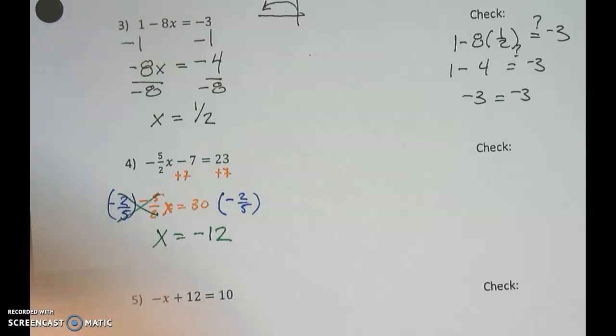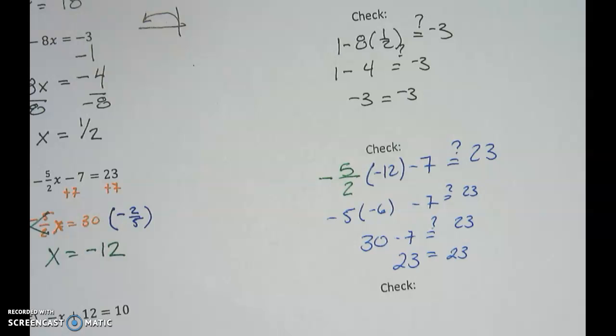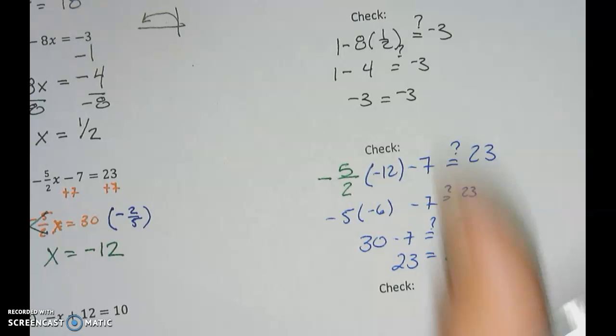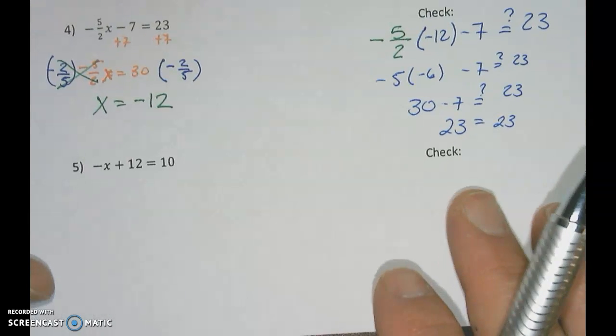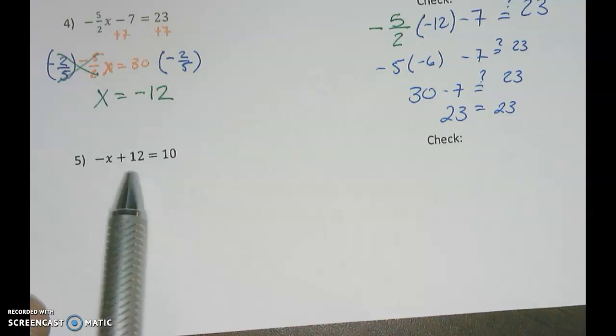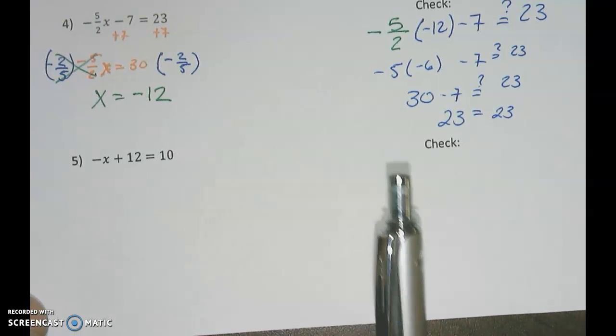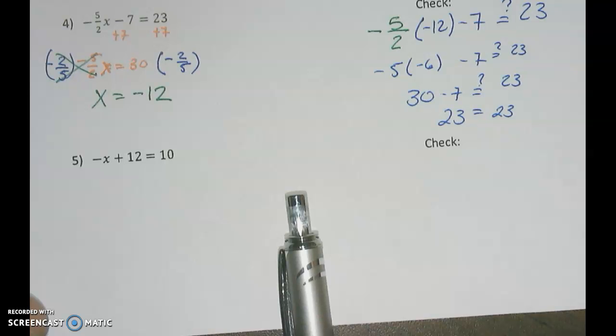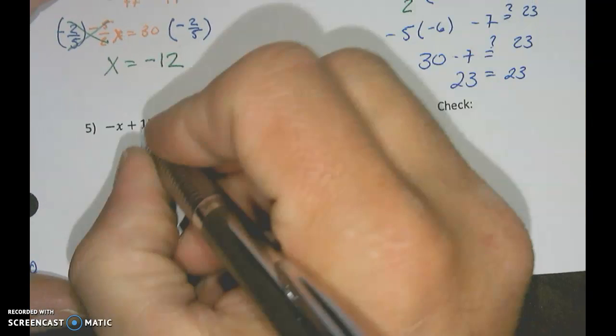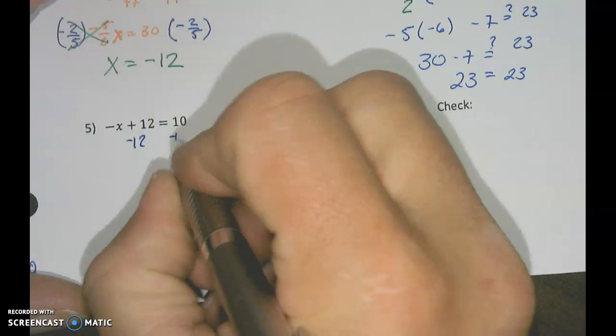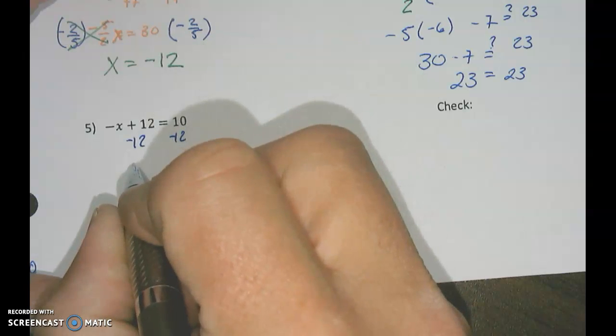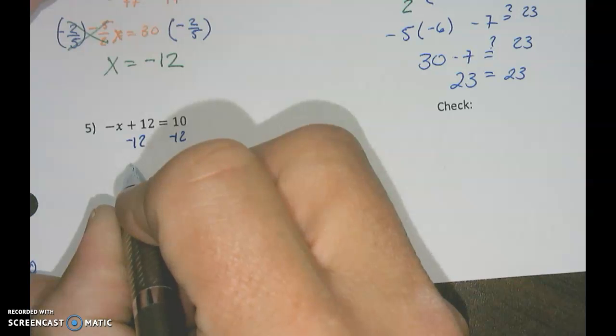Okay. Again, I want you to do the check. All right, so my check came up to be 23 is equal to 23. Okay. So what we'll do, I want you now, because this one's an easy one, to do that one. Okay. Perfect.